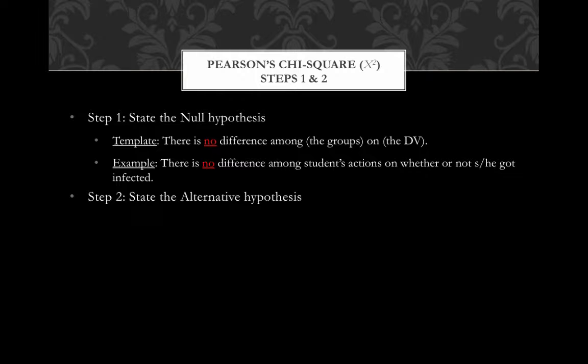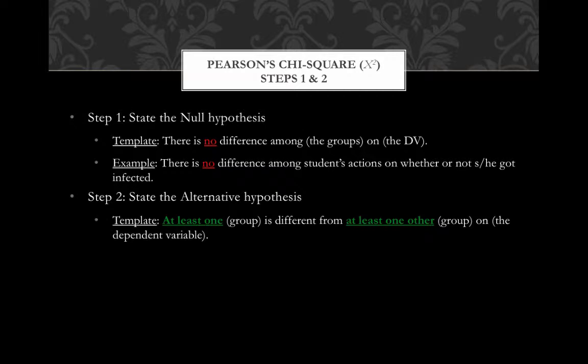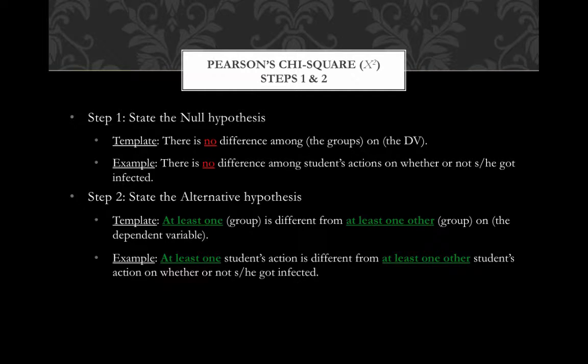Because we have multiple groups, we can't just say that there is a difference, because we're not sure where that difference is. So we have to really say that at least one group is different from at least one other group on our dependent variable. So for example, at least one student's action is different from at least another student's action on whether or not he or she got infected. And the reason for this is because we have more than 2 groups. We have 4 groups in this case.